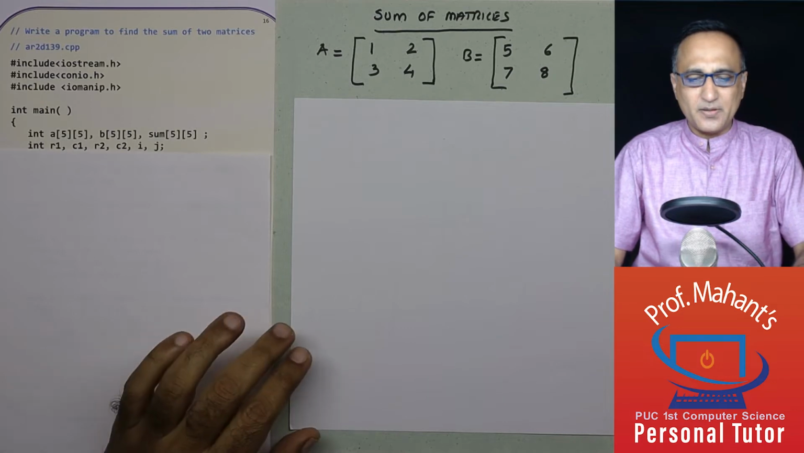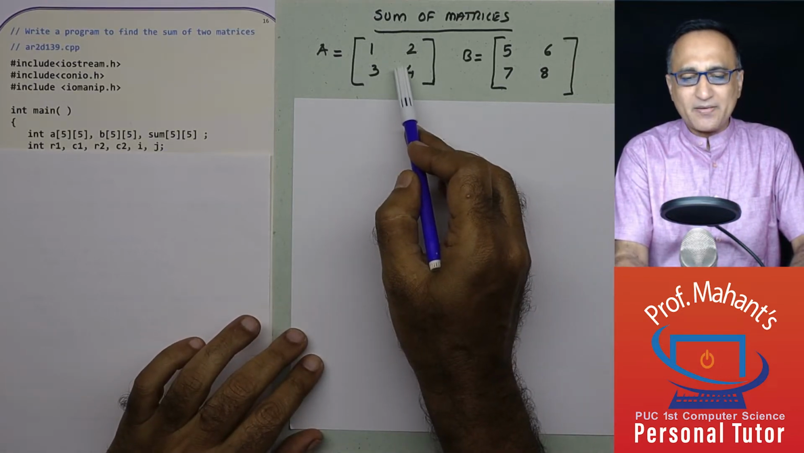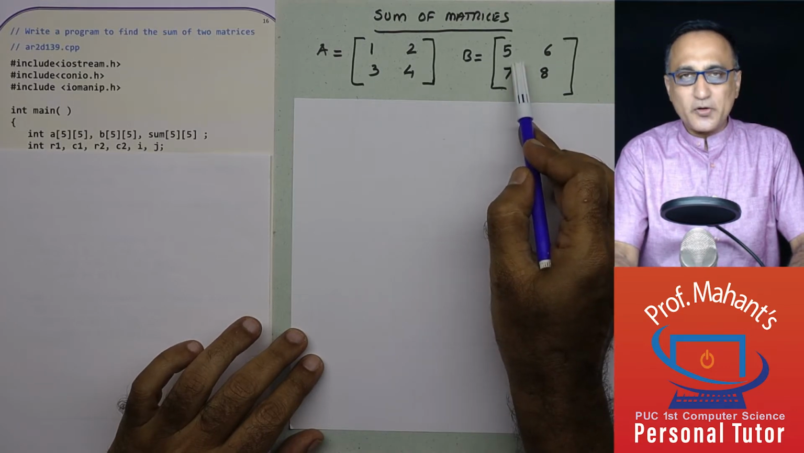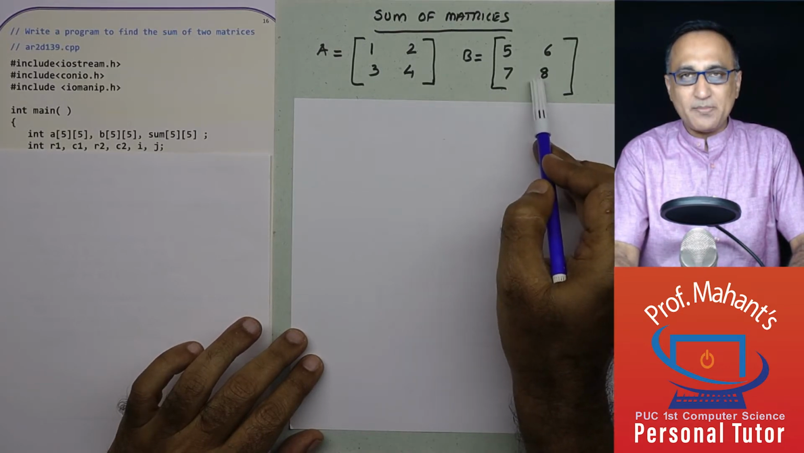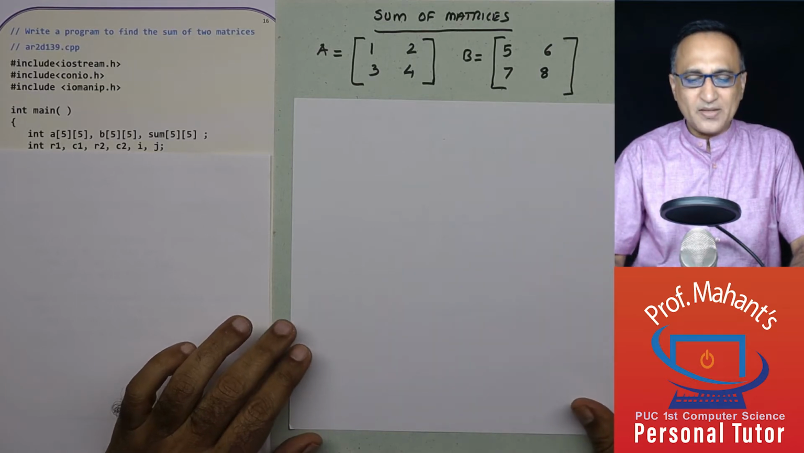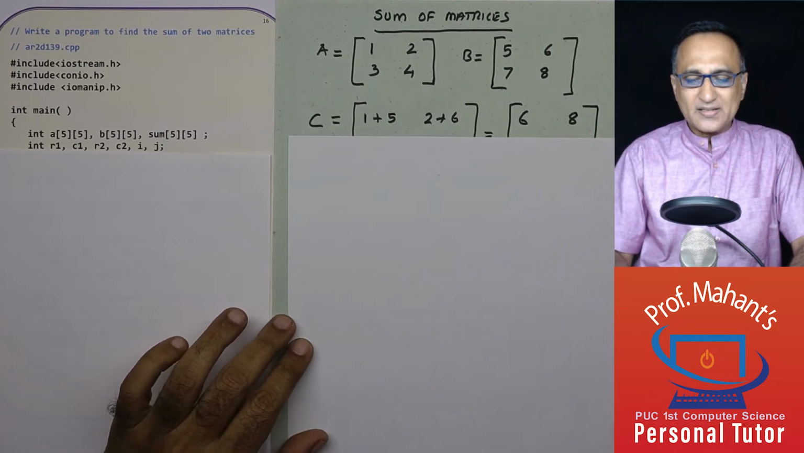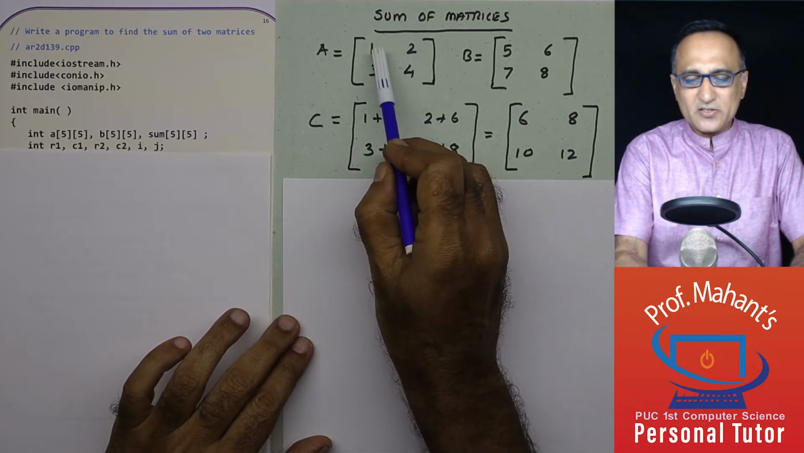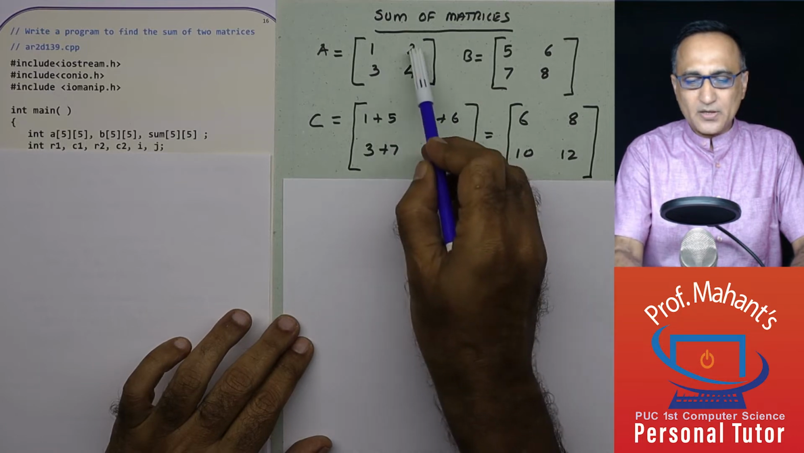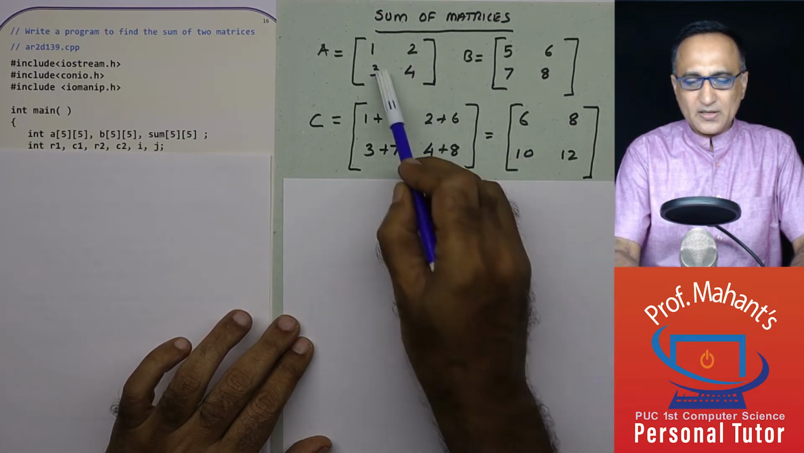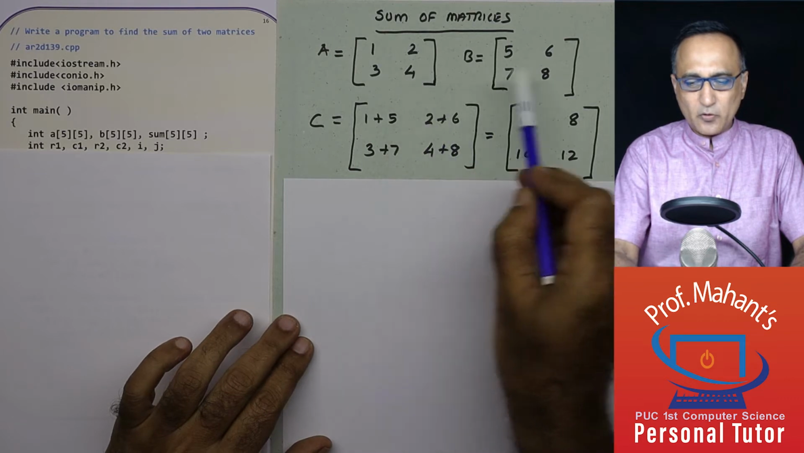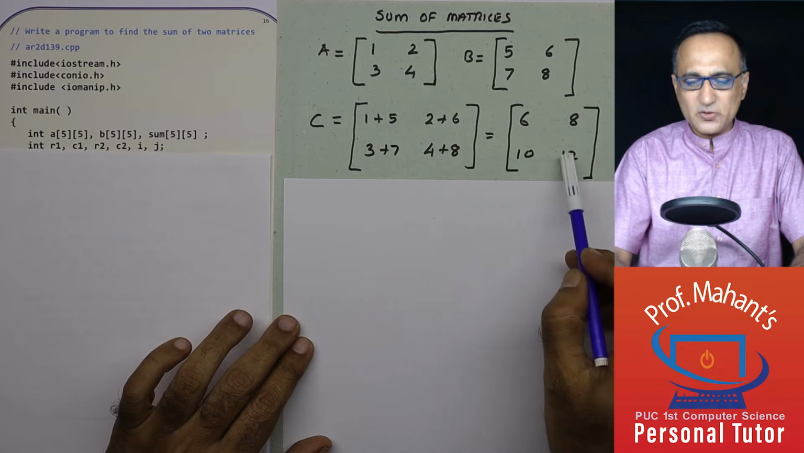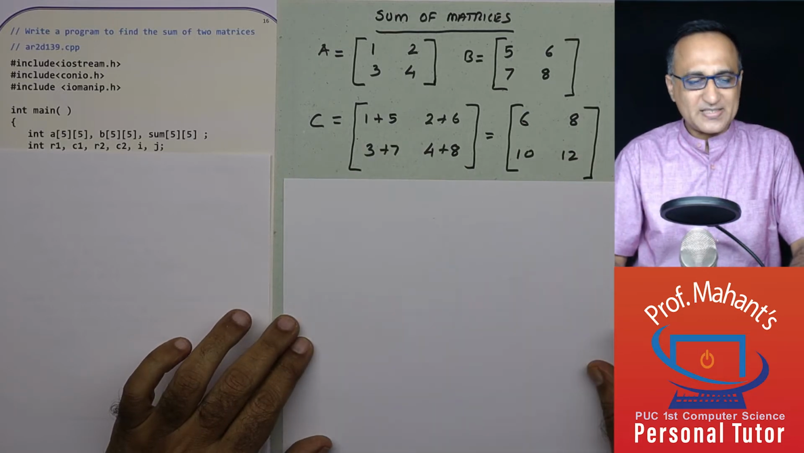Let me first explain the mathematical process so that when we are doing the program, it tends to be really simple. If A is a 2 into 2 matrix with these elements and B is the second 2 into 2 matrix with these numbers, A plus B is going to look something like this. Let us say the result of A plus B is going to be in C. 1 plus 5 is going to come here, 2 plus 6 here, 3 plus 7 here, and 4 plus 8 here, and this is how the sum will look in matrix C.